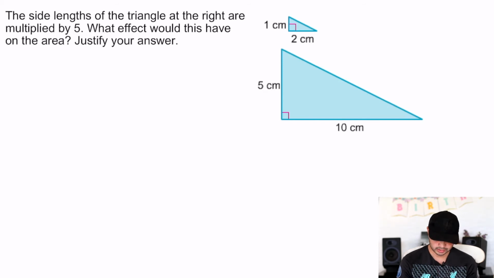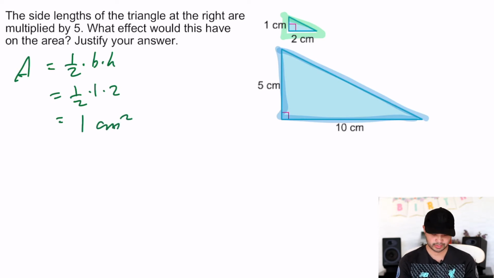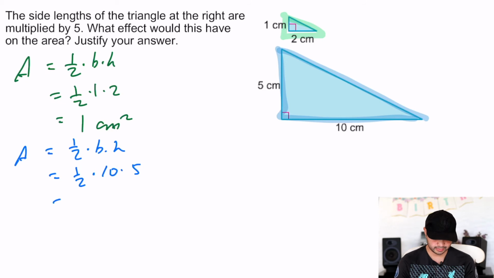So I'm going to make this the green triangle, and I'll keep this as the blue triangle. The area of a triangle is 1/2 base times height. For the green triangle, 1/2 of 1 times 2 is just 1 square centimeter. Let's do the blue one. Area of a triangle is 1/2 base times height. 1/2 times 10 times 5 is 25 square centimeters.